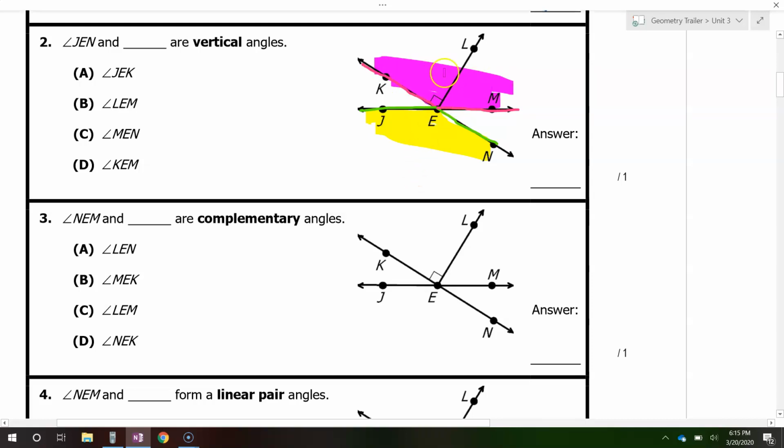Okay, so these are the vertical angles. So angle JEN, that's the yellow one. And so now I want to name the red one. That'll either be KEM or MEK. I see KEM right here, so the answer is D.